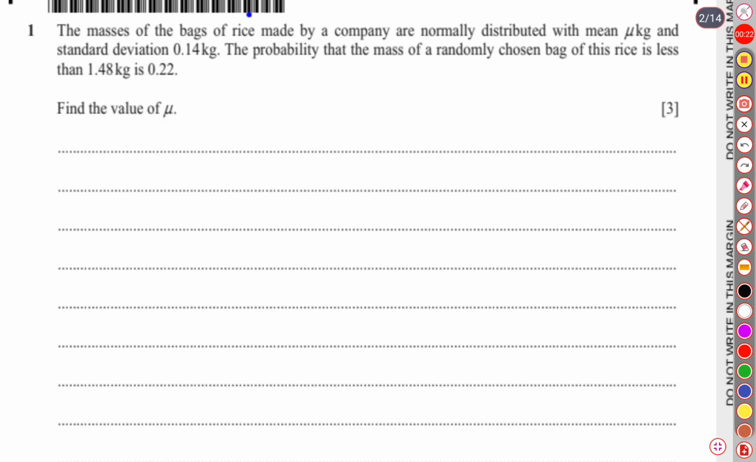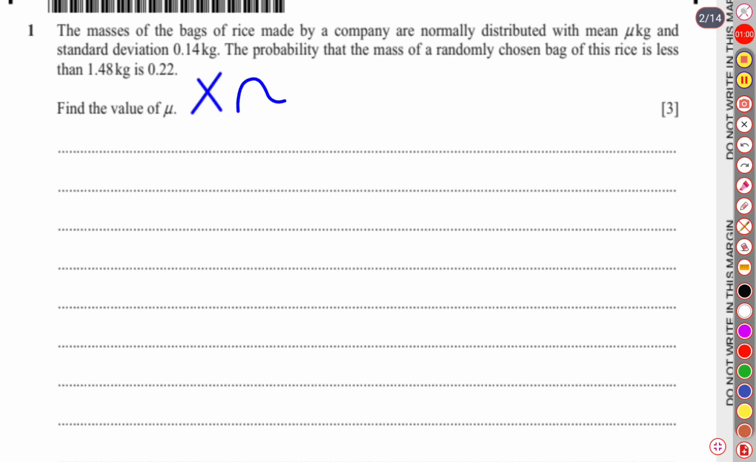Question number 1 says the masses of the bags of rice made by a company are normally distributed with mean mu kg and standard deviation 0.14 kg. The probability that the mass of a randomly chosen bag of this rice is less than 1.48 kg is 0.22. Find the value of mu. It's one of the very easiest questions because they have already told us to apply the normal distribution concept. So let us start with our solution.